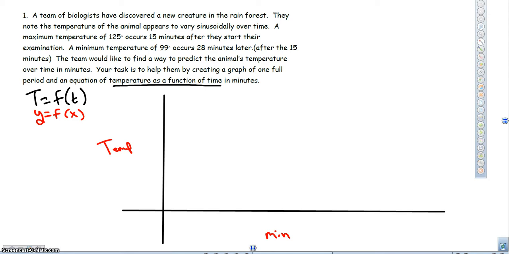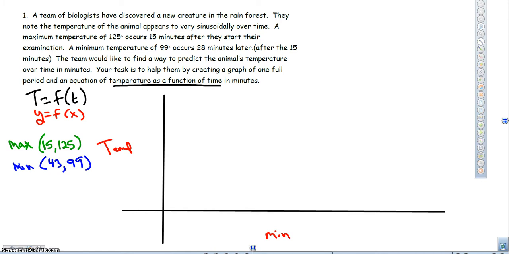So let's see. I'm going to start off with reading this information. It's giving me the maximum, so let's look at the max. Is 125 degrees 15 minutes after they start. So it looks like after 15 minutes we have a temperature of 125. Then it says minimum of 99 degrees occurs 28 minutes later after the 15 minutes. That means my minimum, well, I have to add that together, so that'd be 43 minutes. I'm going to have a minimum of 99 degrees. So there's my information for max and min.